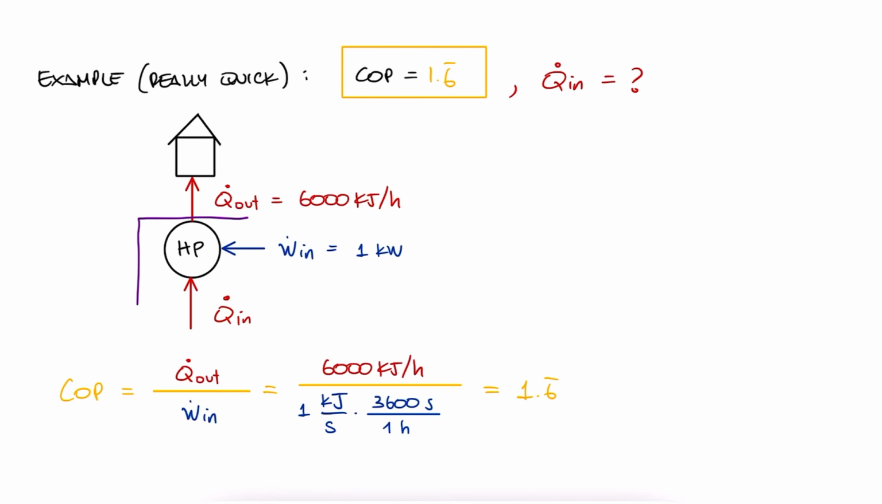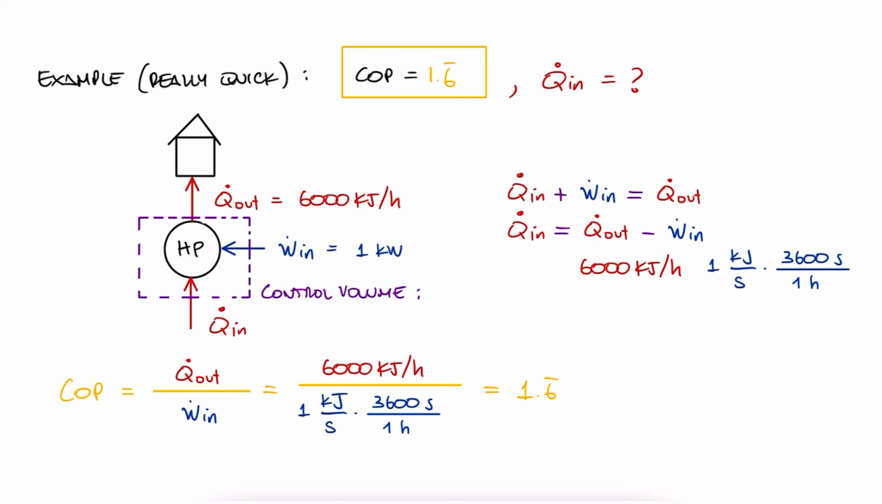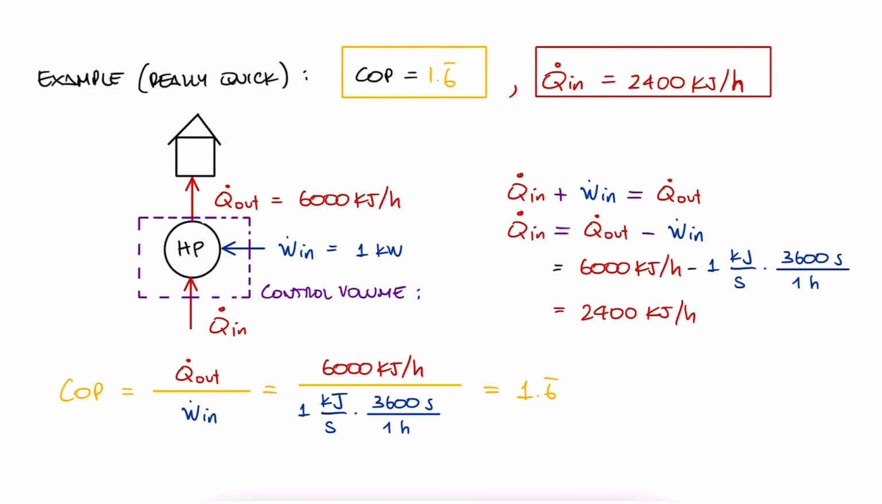As for the heat rate being absorbed from the surroundings and from a simple control volume, we know that the heat we took plus the energy we added is the heat provided to the house. Therefore, the heat in is equal to the heat out minus the work. We substitute the values, again with a simple unit conversion, and find that the heat in is 2400 kilojoules per hour. And that's it.